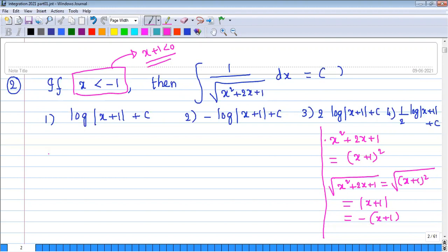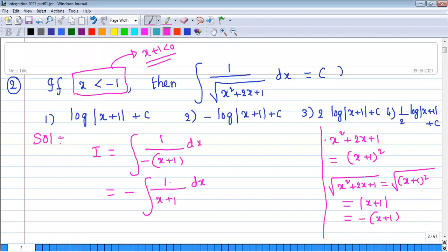So now this integral becomes, solution: I becomes integral 1 upon negative of x plus 1 dx. Take negative common: negative of integral 1 upon x plus 1 dx. See, integral of 1 by x dx is log x. Integral of 1 upon x plus 1 is log of x plus 1. So minus log of mod x plus 1 plus c. Second option is the right option.